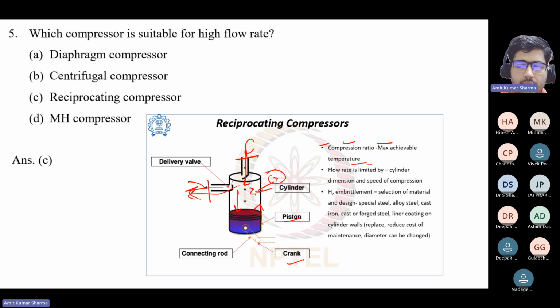Hydrogen embrittlement: the selection of material and design is very critical, otherwise there can be hydrogen embrittlement. So you need to have special alloy, special steel, alloy steel, cast iron, cast or forged steel, and liner coating on cylinder walls. If you have liner coating, then you can reduce the cost of maintenance and also the diameter can be changed. If you want to change the diameter, then you can increase the coating thickness.